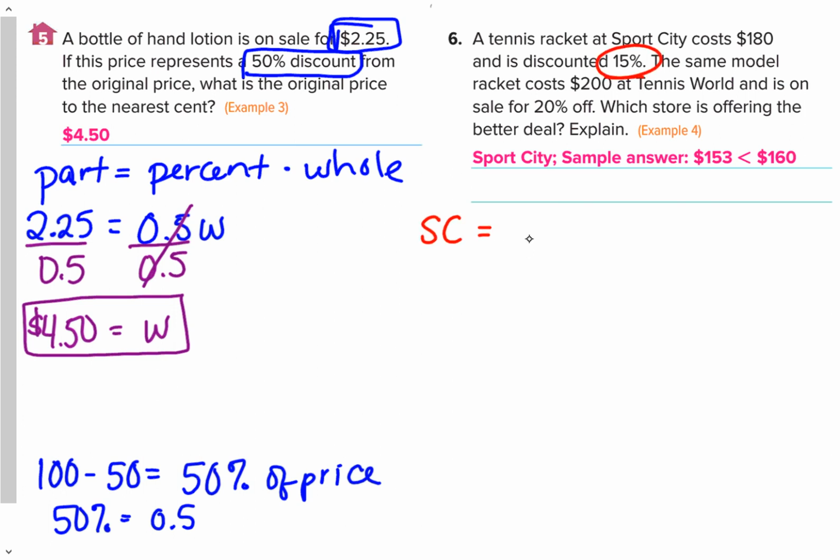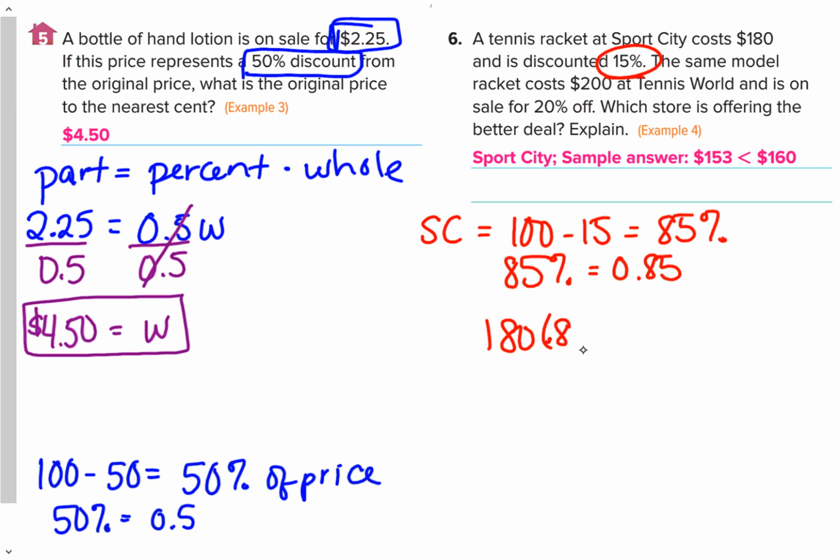If it's discounted 15%, that means we paid 85% of it. Okay, does everyone get that? We took 15% off, so we actually only paid 85%. And just remember, 85% equals 0.85. So we're going to take our $180 and multiply it times 0.85. That's going to equal $153. So at Sports City, the tennis racket costs $153.